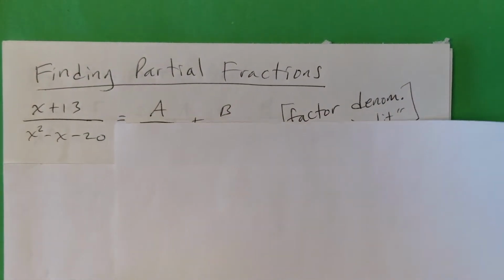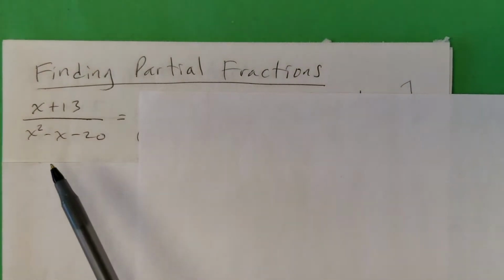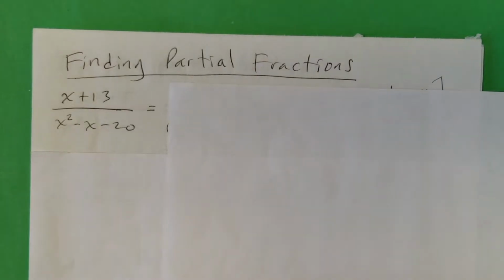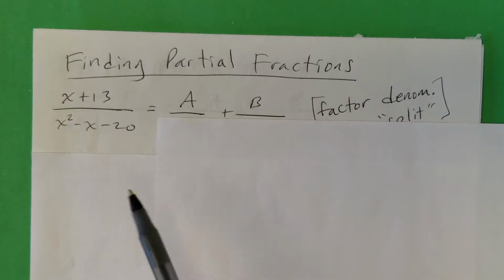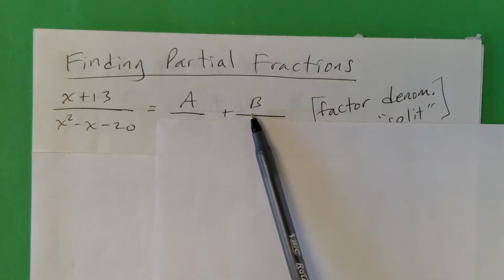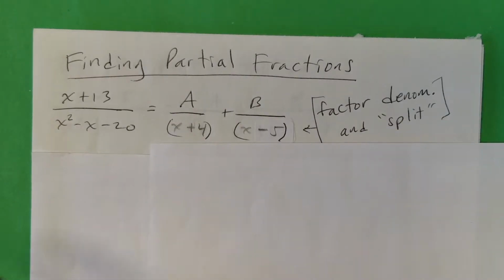Let me focus you on just this fraction. This fraction came from adding two fractions, and we want to know what those two partial fractions were. We don't know what they are, so for the numerator we're just going to hold a place with the capital letters A and B. We don't know what the numerators are, but the denominator we know: if we factor it, it's going to be x plus 4, x minus 5.